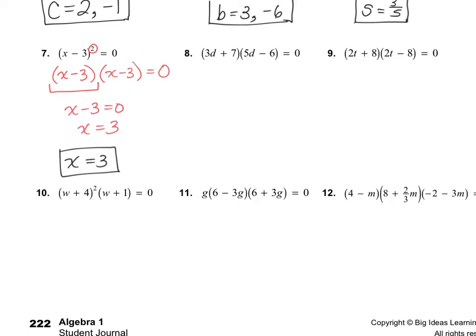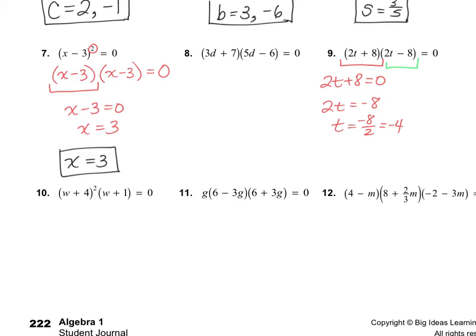Let's take a look at number 9. So I have 2t plus 8 is equal to 0. So that gives me 2t equals negative 8, and t is equal to negative 8 divided by 2, which is negative 4.